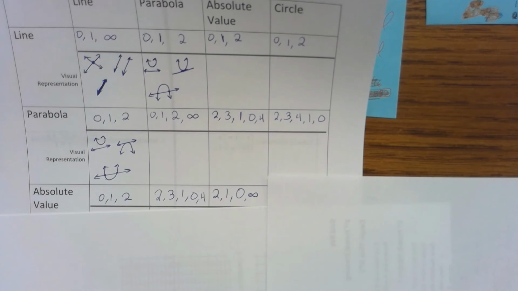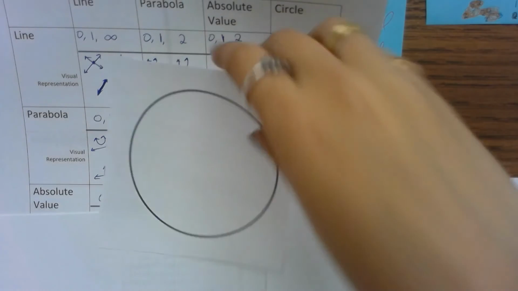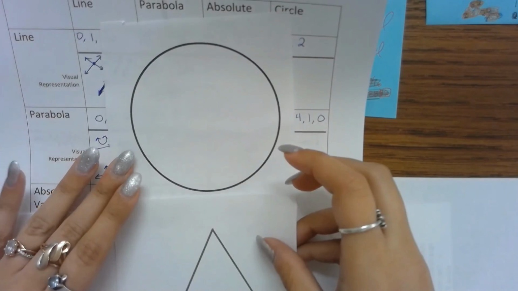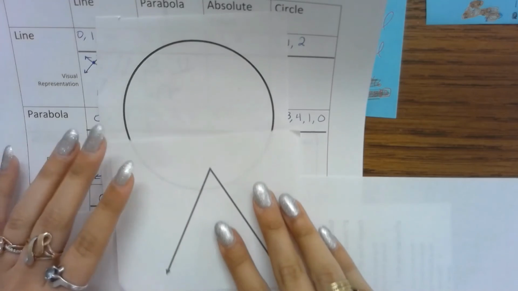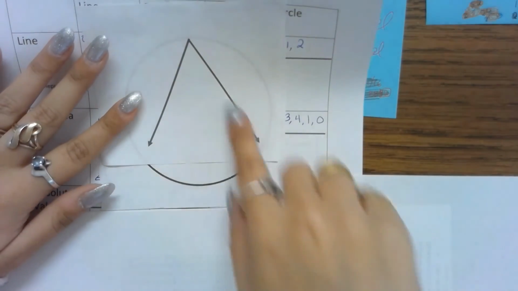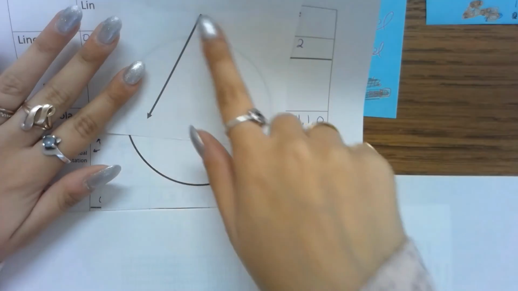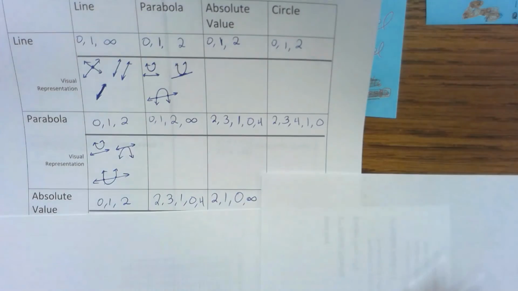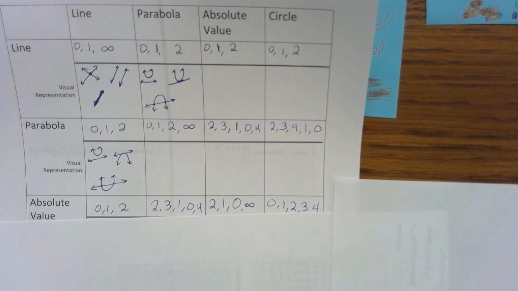Absolute value and circle is going to be very similar to parabola and circle, where we can have 0, 1, 2, right? 3 if I extend it, and then 1, 2, these go on forever, 3 and 4. That leads to 0, 1, 2, 3, and 4.